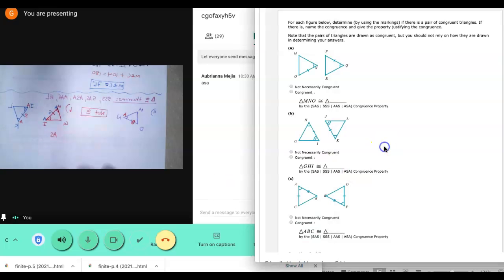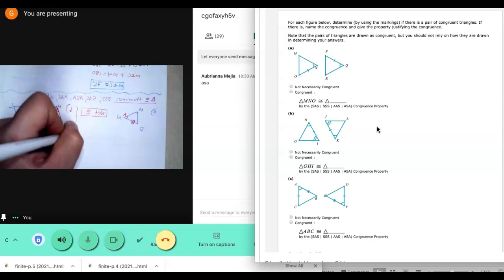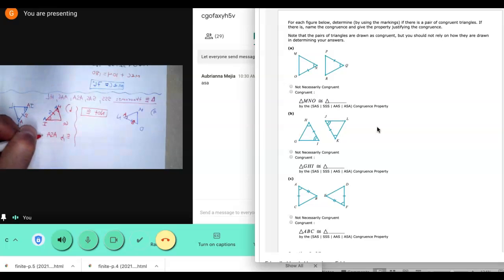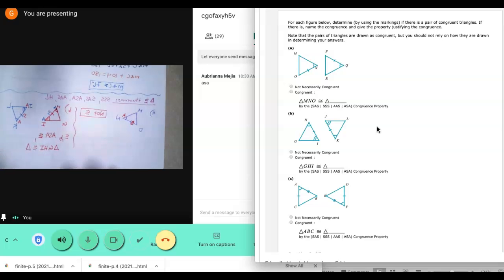Let's see what we have here. I'm going to say congruent by ASA. We'll just say by ASA congruence. And we're also going to fill in that other thing, that triangle GHI is congruent to triangle blank.